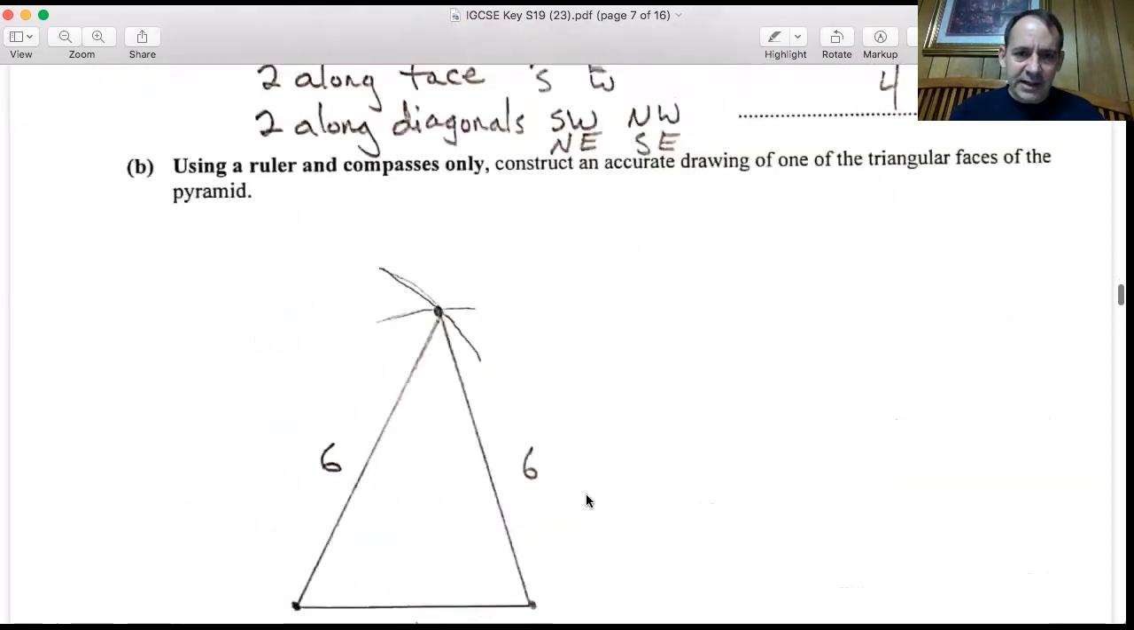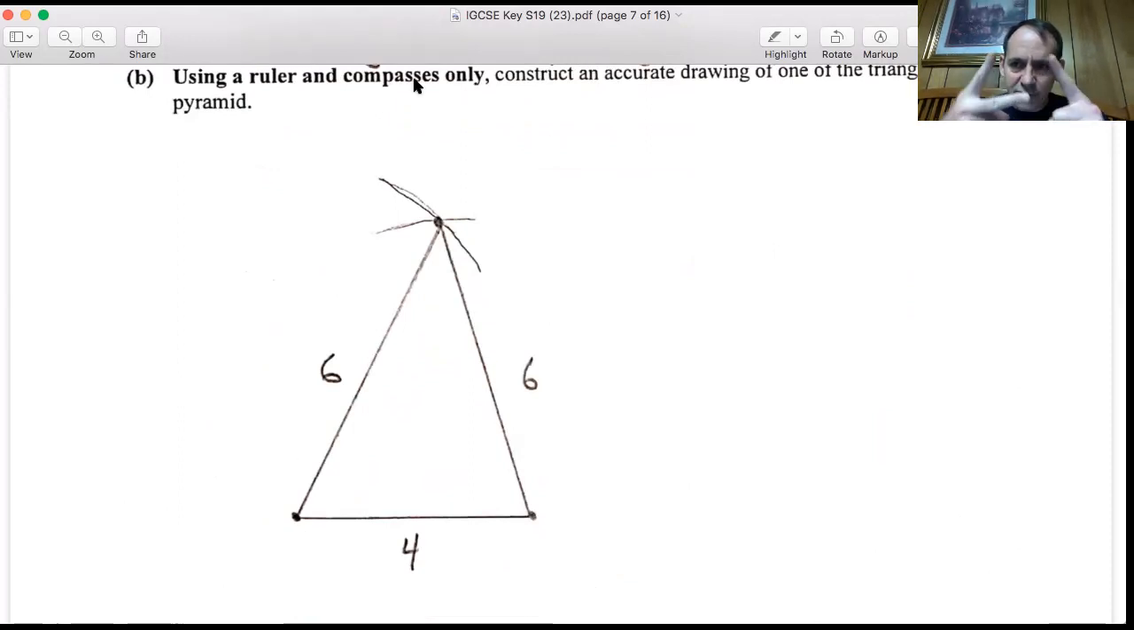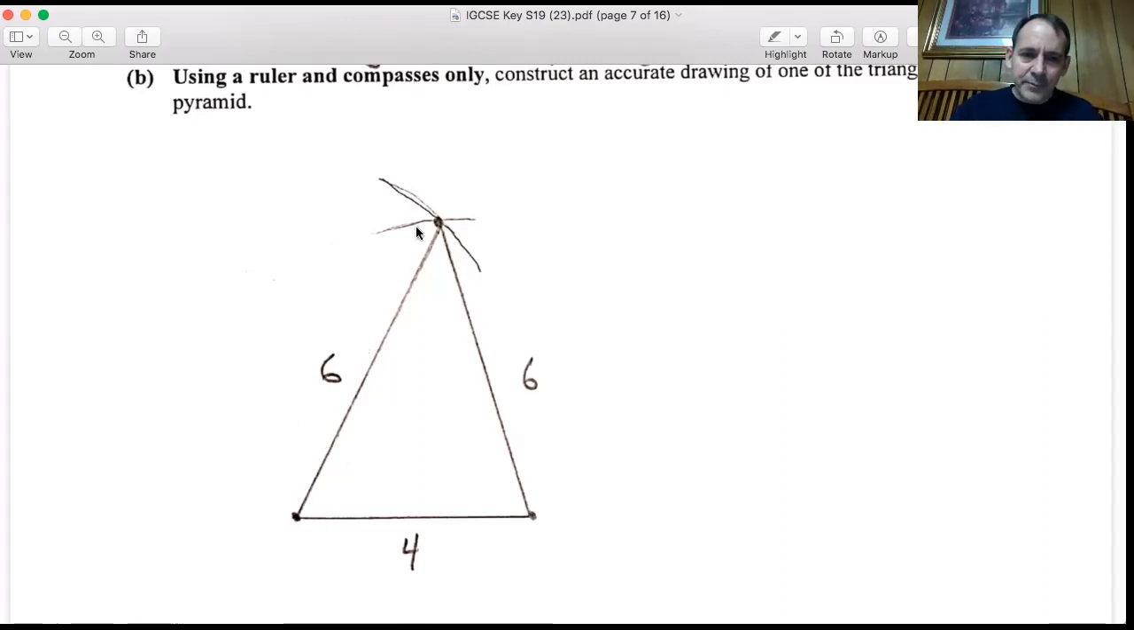So we'll start by taking your ruler and measuring out just 4 centimeters. So put a dot on each end. Then we're going to take your compass and spread it out to 6 centimeters on your ruler. Put the pointy part on the corner here and make a little arc, because you don't know where this dot's going to be. So just make an arc here.